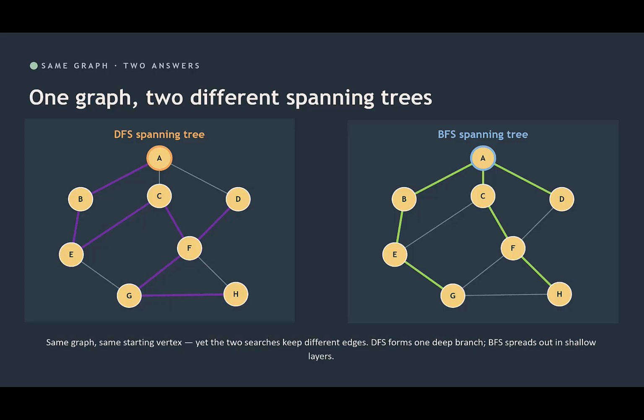Let's take a quick look at the comparisons between our two spanning trees. As you can see, one graph gave us two different spanning trees depending on the algorithm we used. So we have the same graph and the same starting vertex, yet the two searches gave us different edges in the spanning tree. DFS forms one deep branch where BFS spreads out into shallow layers.